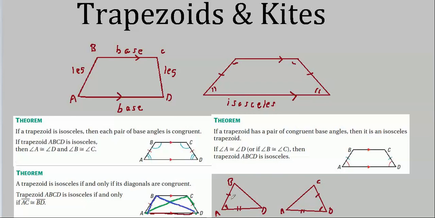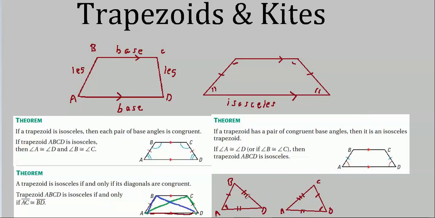So, side angle side tells us that these two triangles are congruent. Now, we already know this corresponds to this. This side corresponds to this side, and all that's left is for AC, that's this, is congruent to BD, which is the other diagonal.